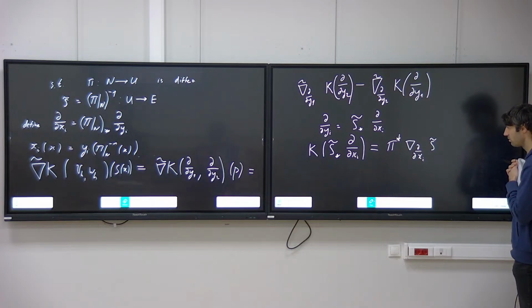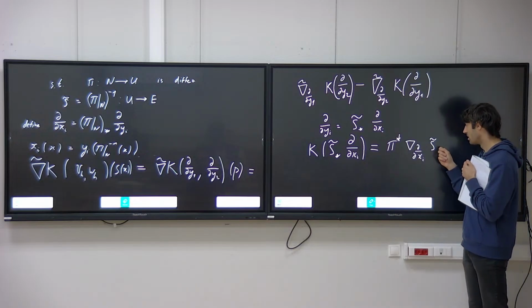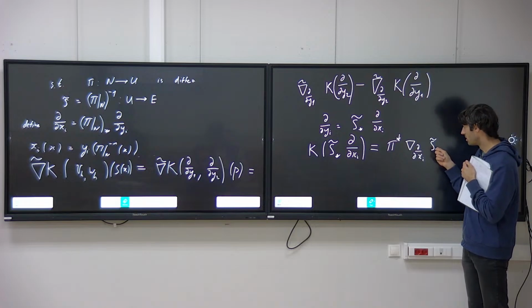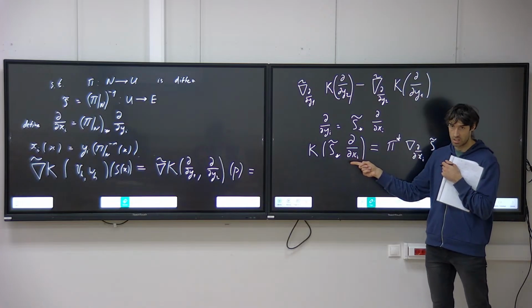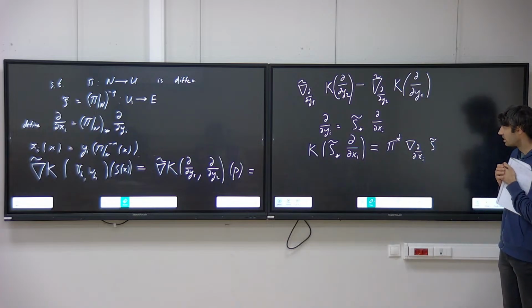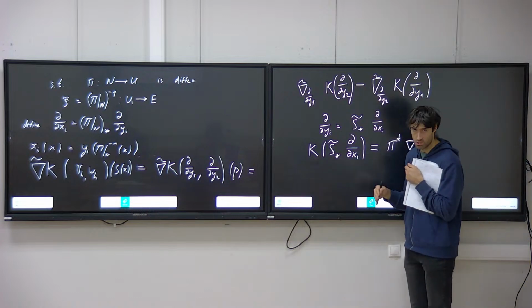This is just from the definition of the covariant derivative. So what I'm saying is, what is the covariant derivative of S tilde? Well, I just need to apply S tilde star to d over dxi, and then take the projection to the vertical direction.